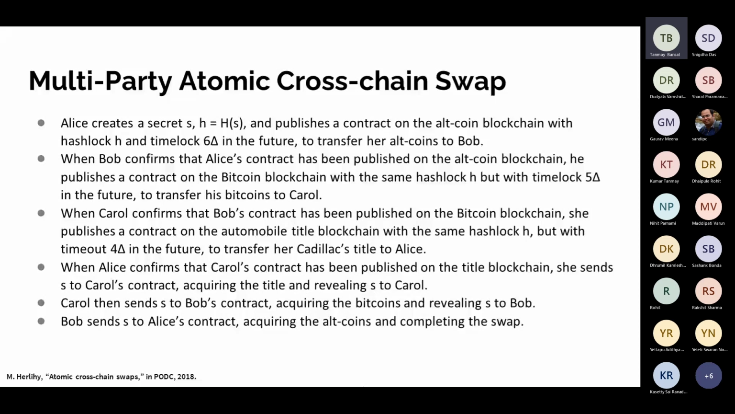So he publishes a contract on the Bitcoin blockchain with the same hashlock H, but with the timelock a little less. So it is 5 delta to transfer his Bitcoins to Carol.